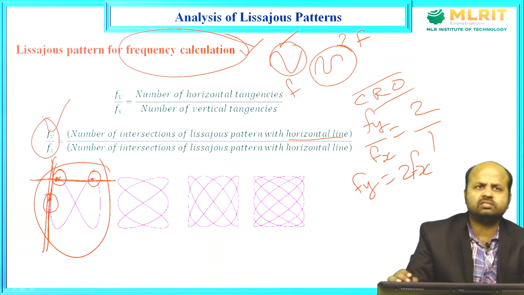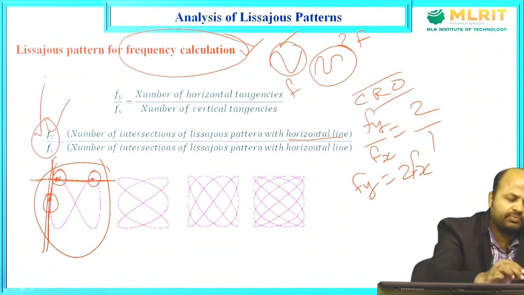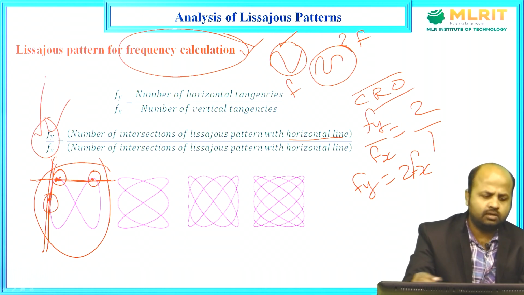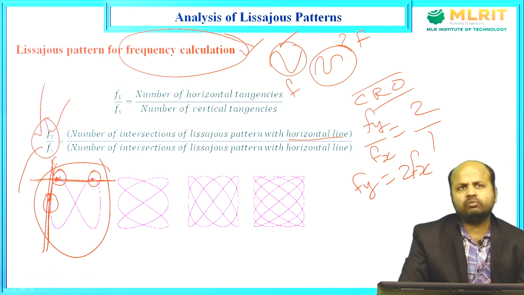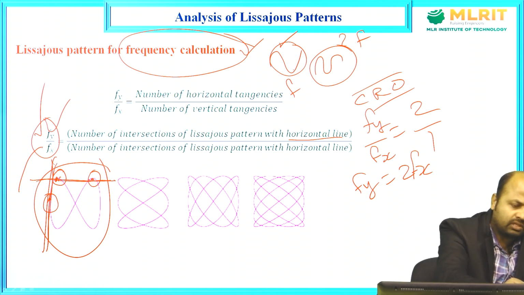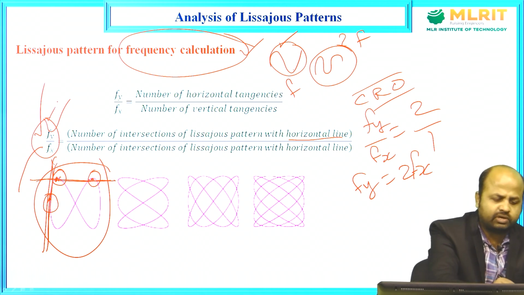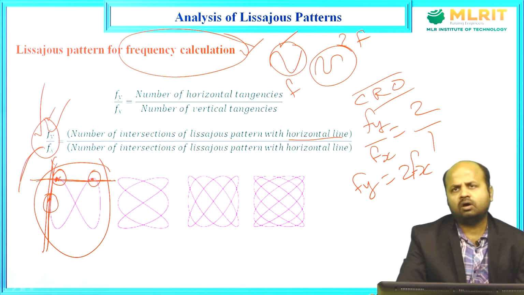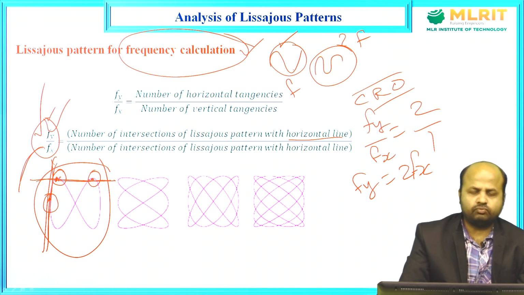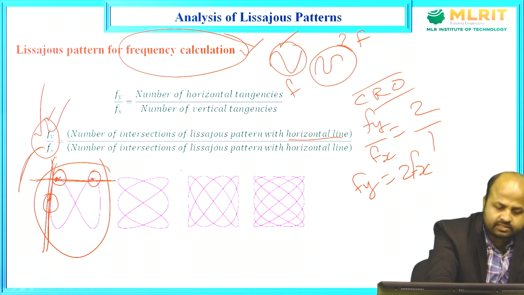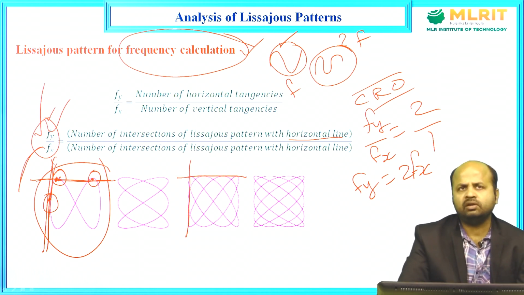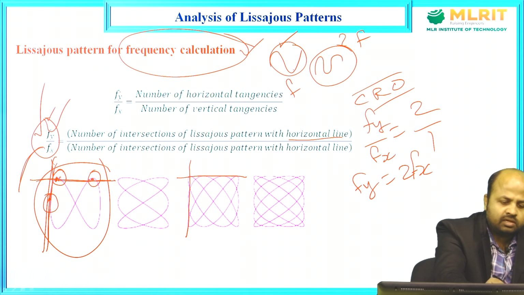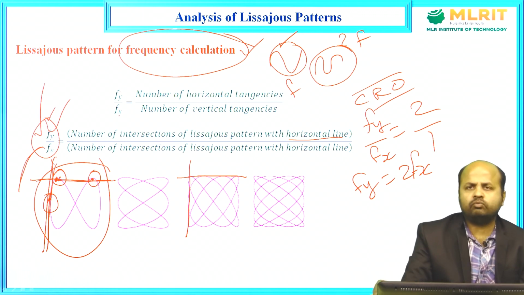Fy and Fx are nothing but the frequency of the sine wave applied at the vertical plate and the frequency of the sine wave applied at the horizontal plate. Suppose if we know the frequency of the vertical plate, we can easily calculate the frequency of the horizontal plate. So in this way, by drawing the tangent like this in the horizontal direction and in the vertical direction, we can calculate the ratio of the two sine wave frequencies.